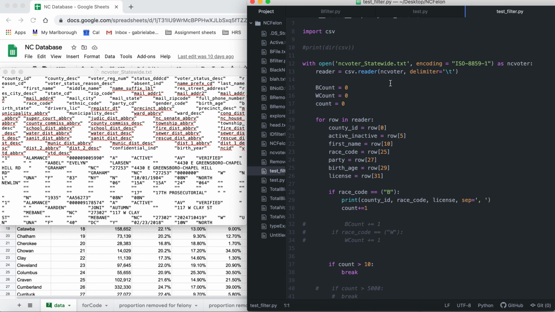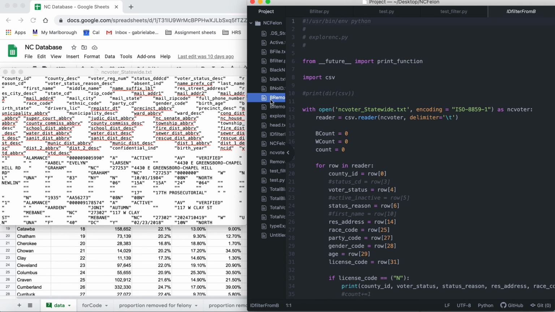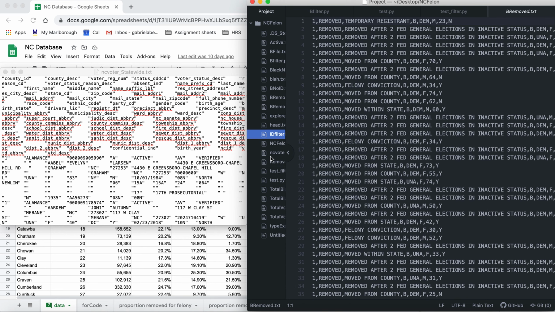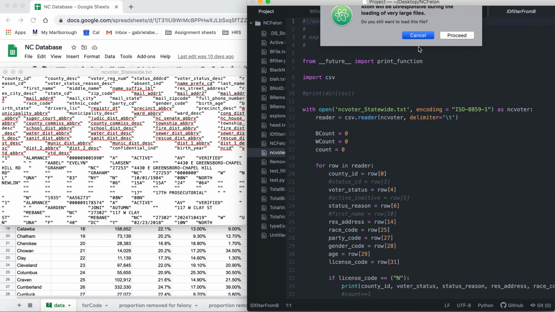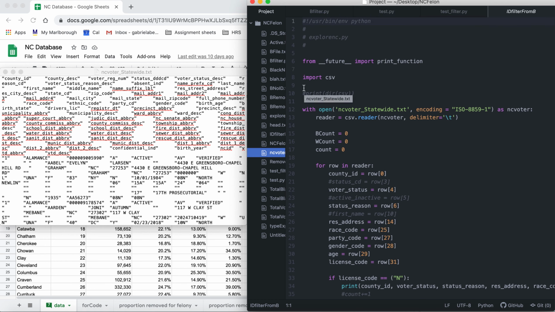And so I read in the file and I started creating all sorts of counts. I was creating counts of a bunch of things. I was creating counts of how many African American registered people there are in a county, how many active voters per county, how many Republican registrants per county, all sorts of things.